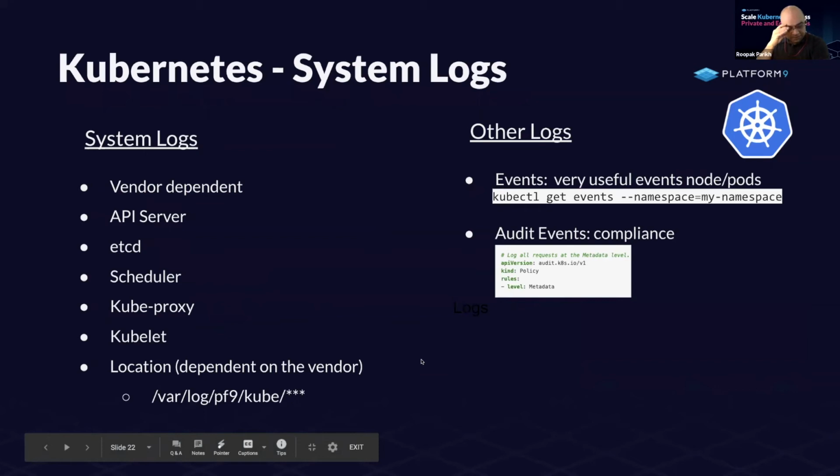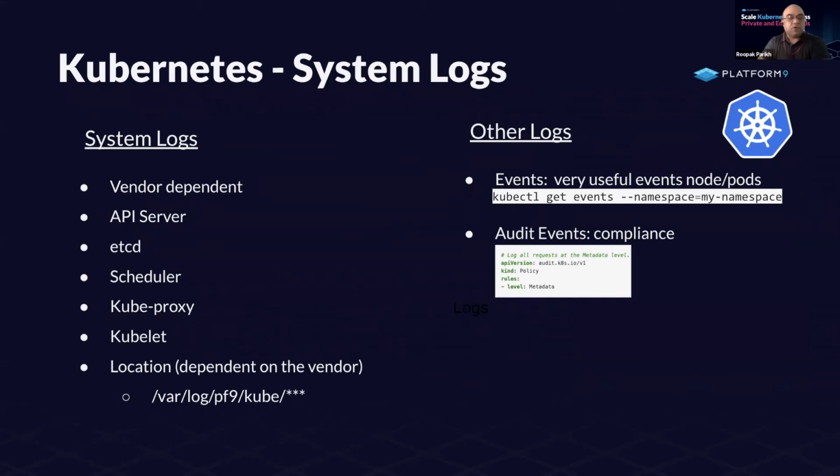So if you look at Kubernetes, it's even more complicated. I've tried to divide it into about three categories. One is what we call a system log. System logs are everything to do with Kubernetes. If you are using your own Kubernetes distro, using KOps or kubeadm, depending upon the tool that you use, the location of the logs will vary. Most of them are in /var/log. With Platform9 Kubernetes, they are all in /var/log/pf9. We have a specific directory called kube and everything underneath that.